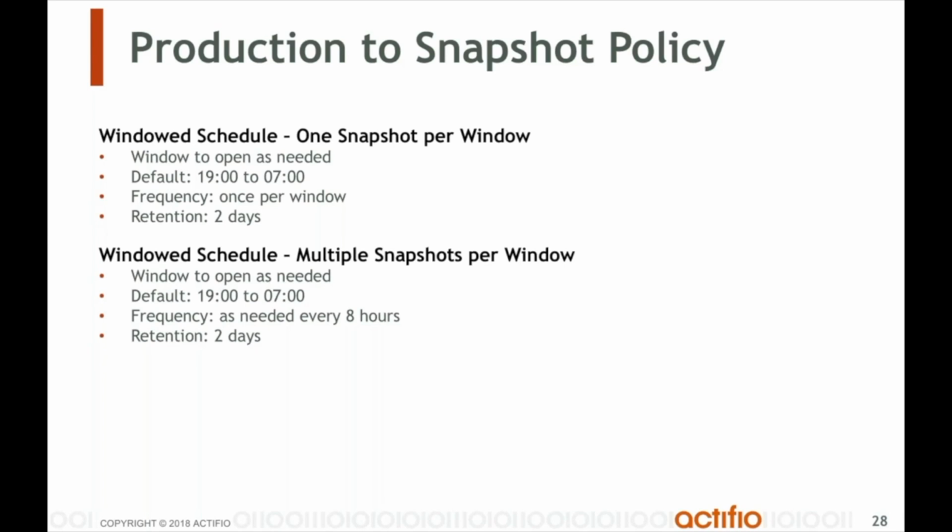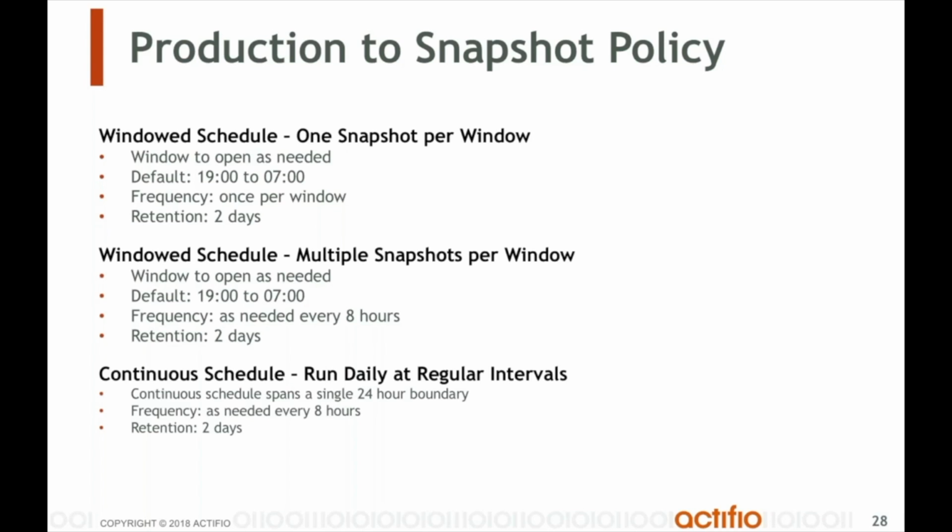And the third choice within this is a continuous schedule, which will run daily at regular intervals. So in this case, the continuous schedule spans a single 24-hour boundary. The frequency will be as needed, but again, not to overlap with the time it takes to snapshot. The default is every 8 hours, and obviously you can change that with a retention of 2 days.